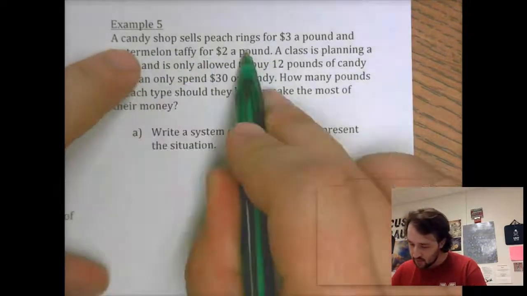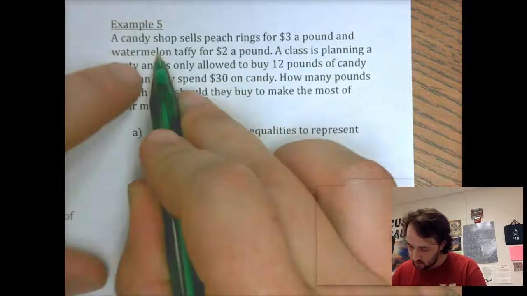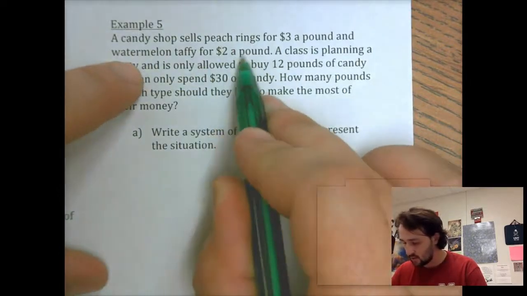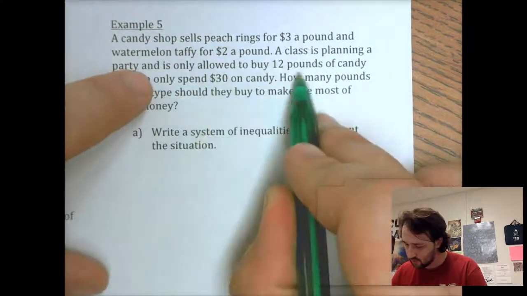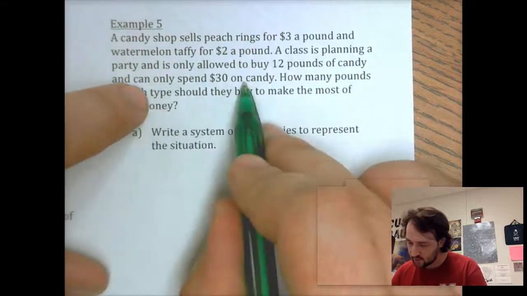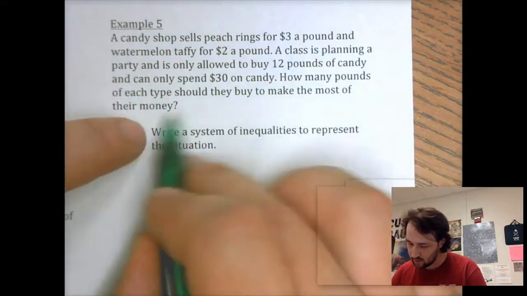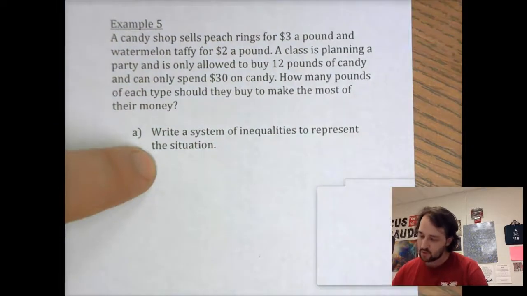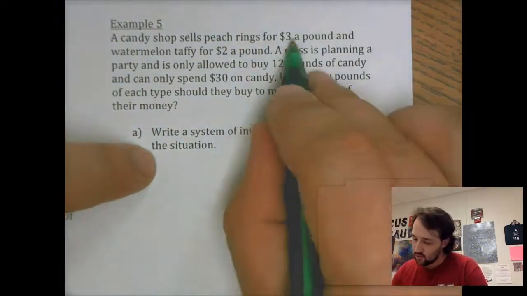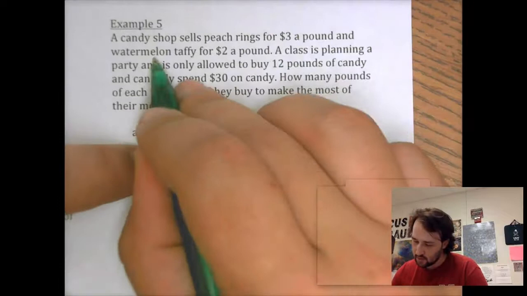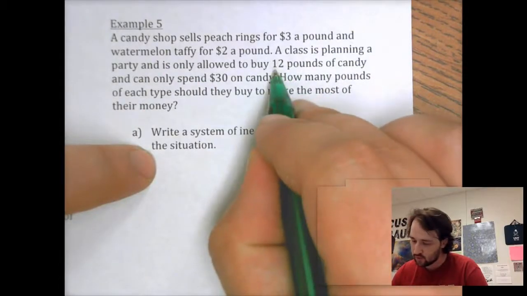A candy shop sells a peach ring for $3 a pound and watermelon taffy for $2 a pound. A class is planning a party that is only allowed to buy 12 pounds of candy and can only spend $30 on candy. How many pounds of each type should they buy to make the most of their money? All right, write a system of inequalities to represent the situation. So peach rings and watermelon taffy, we can only buy 12 pounds of it.